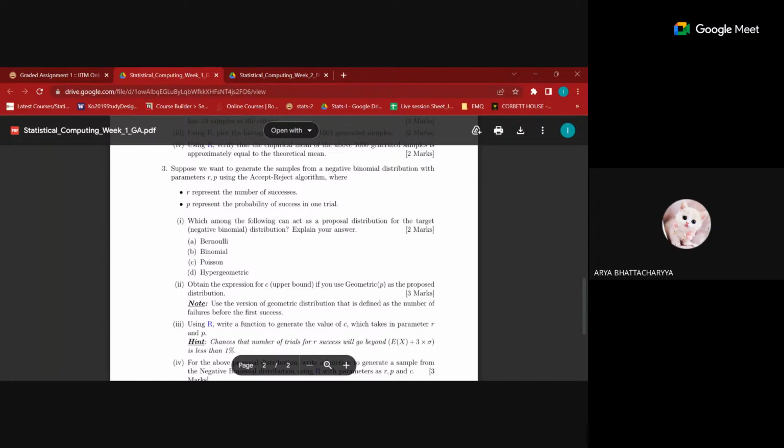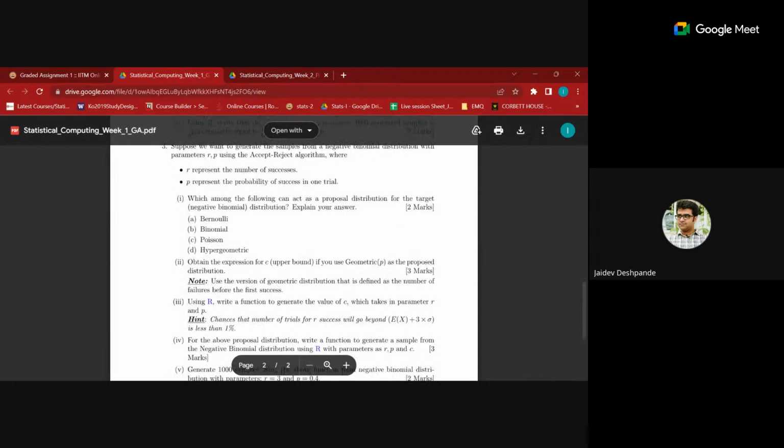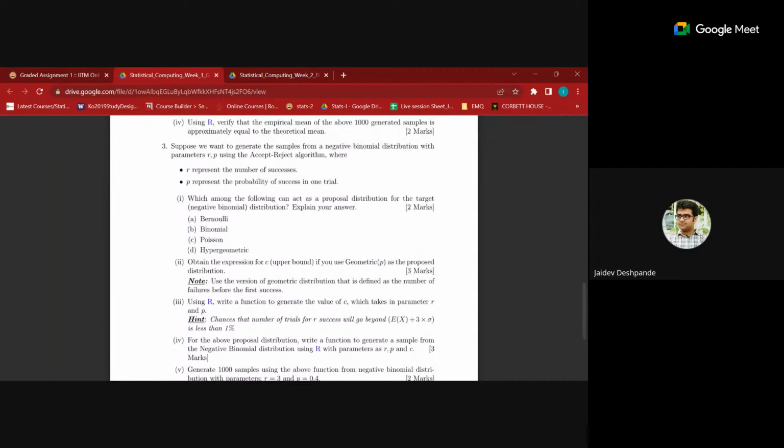And that is happening because in that particular example, both the proposal and the target have a finite support, or rather, even if just the target has a finite support, then it's easy to do. But if the target has infinite support, then it has to be done analytically.